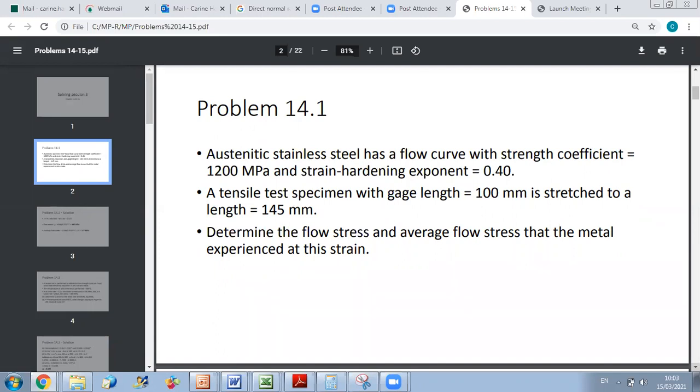with a strength coefficient of 1200 megapascal and a strain hardening exponent of 0.4. A tensile test specimen with a gauge length of 100 millimeter is stretched to a length of 145 millimeters. Determine the flow stress and average flow stress that the metal experiences at this strain.